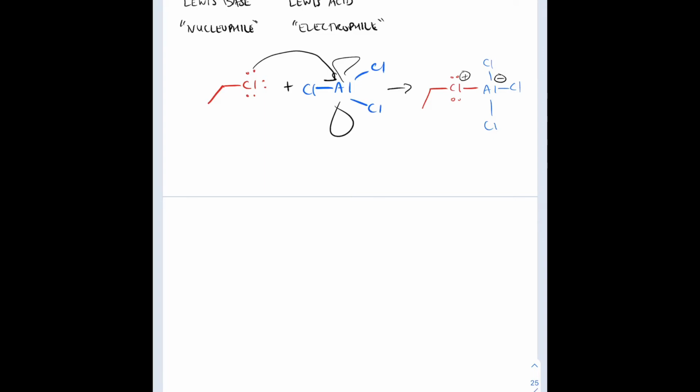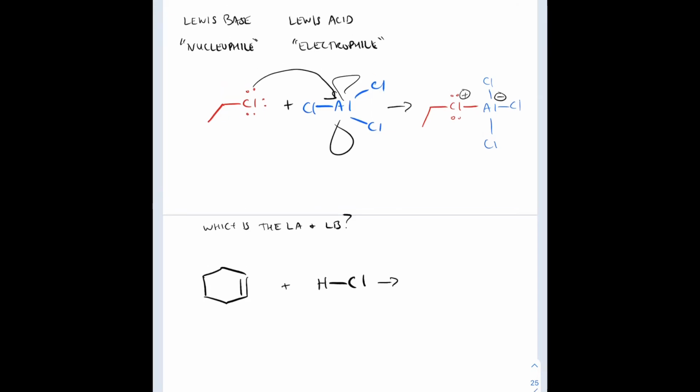All right, so this is going to be very common. Familiarize yourself with it, and it is intuitive once you can come to the conclusion of what an electron-rich species is, and what an electron-deficient species is. Then you just jam the two together, and that's chemistry. So, which is the Lewis acid and which is the Lewis base of this?